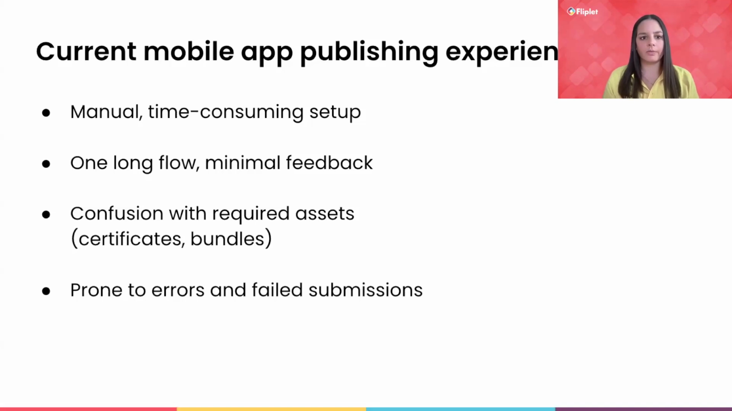There's also a lot of confusion around what's required when you're publishing an app. Things like certificates, provisioning profiles, and bundles are unclear sometimes from what is needed from the app stores. This can easily derail the submission if they're missing or expired. And overall, the process can be prone to errors and failed submissions, meaning teams often have to restart from scratch, go back and forth with support, and really troubleshoot what happened during the process. It works, but it's not efficient, and that's exactly what we're aiming to simplify moving forward.